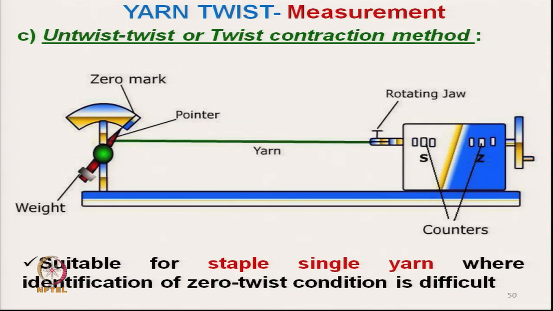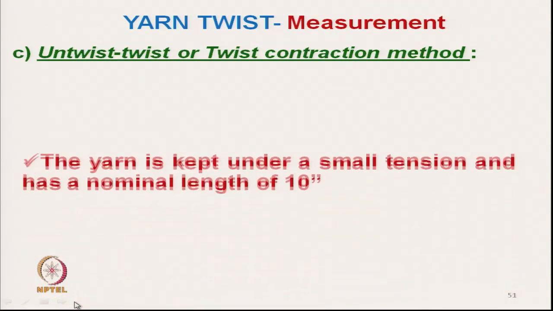We can use the first method, we can actually get the direct zero twist condition, because here zero twist condition identification is very difficult. Okay. That is why we use this one.